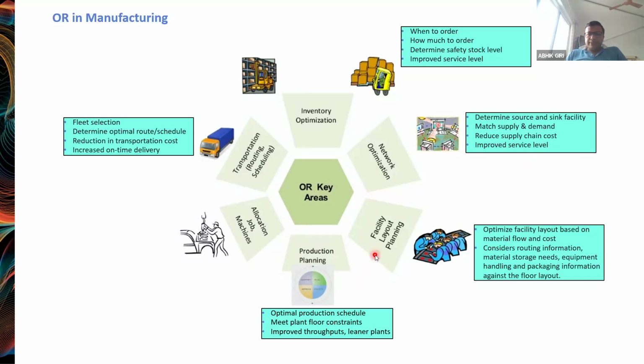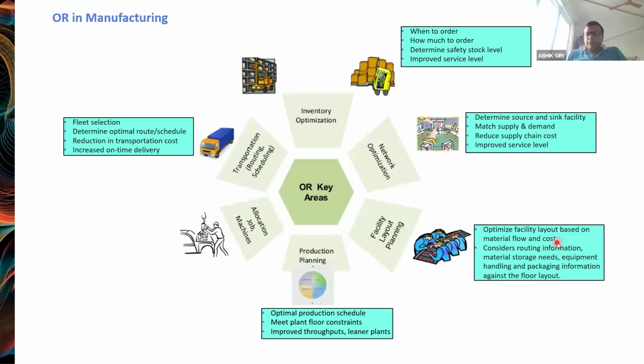The next one is facility layout planning. So how to optimize the facility layout based on material flow and cost, meaning within a factory itself. For any kind of manufacturer, there are sometimes hundreds of processes. What you get in your hand physically is one product, but that needs to go through hundreds of processes and many machines. And the space in the factory is limited.